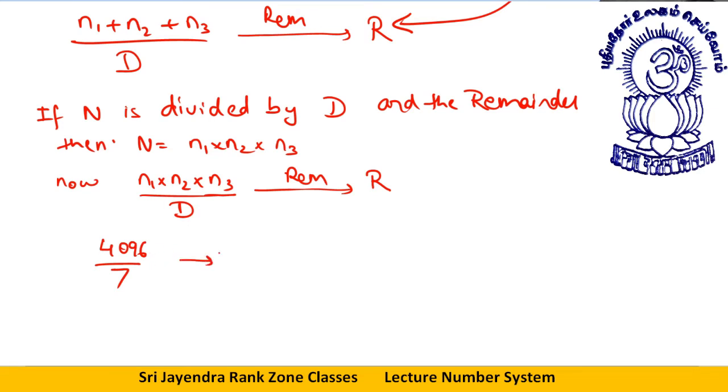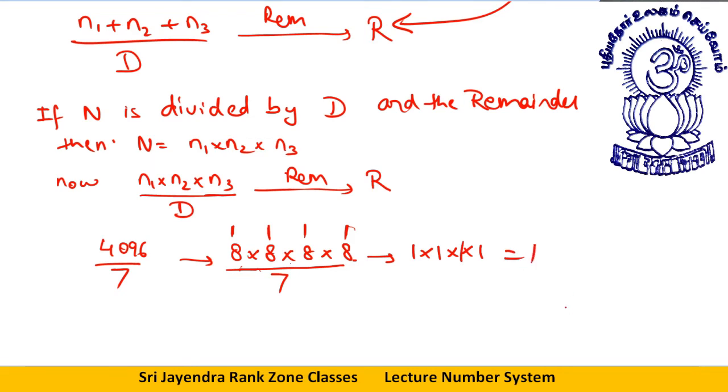See, I know this number is 8 raised to the power 4. I can express 4096 as 8 into 8 into 8 into 8 divided by 7. Each 8 divided by 7 will give me a remainder 1. So the final remainder will be 1 into 1 into 1 into 1, that will give me remainder 1. Now I'll come to this concept in great detail.